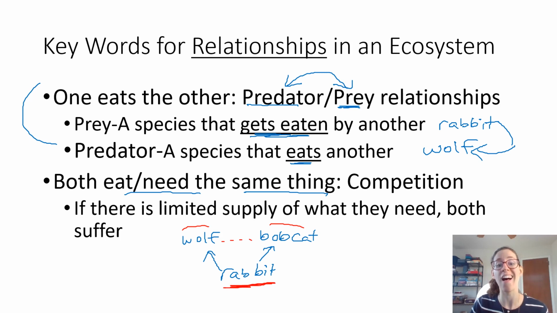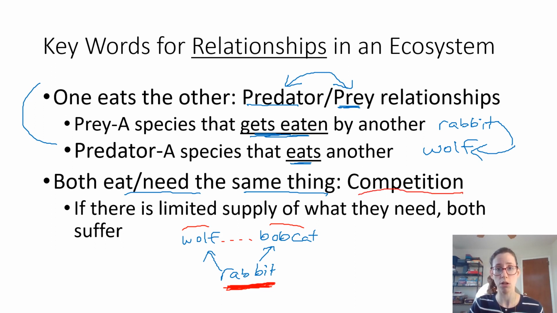If there's an unlimited supply, it's not going to be a big deal. For example, if you had a bunch of fish living in an aquarium tank, they're probably not going to compete over water because water is very plentiful, it's everywhere. But they could compete over other things like oxygen if there's not enough oxygen, or if there's not enough food for everyone, then they might both suffer. And that's called competition.